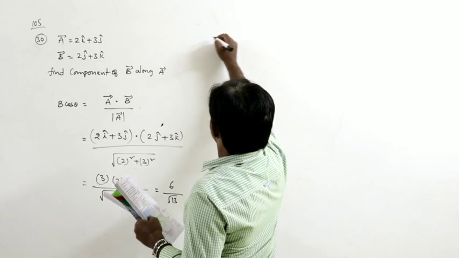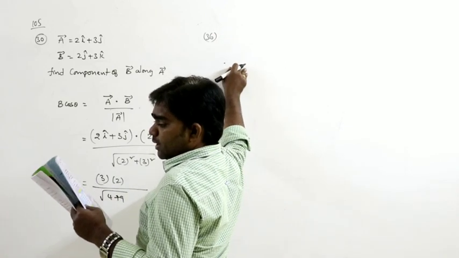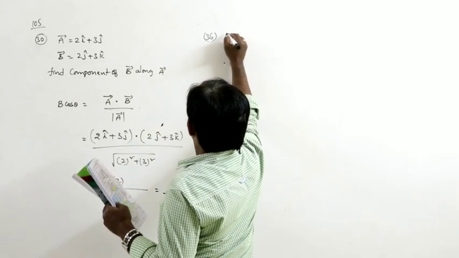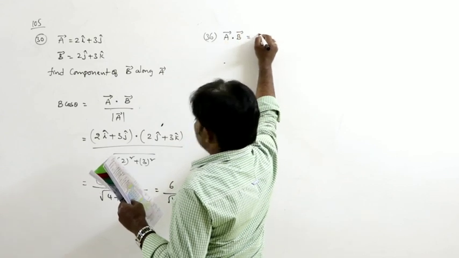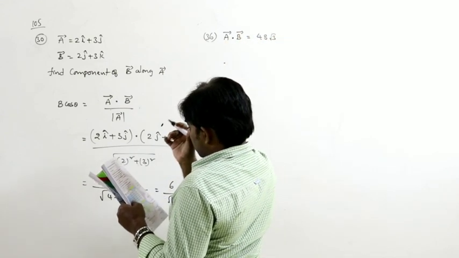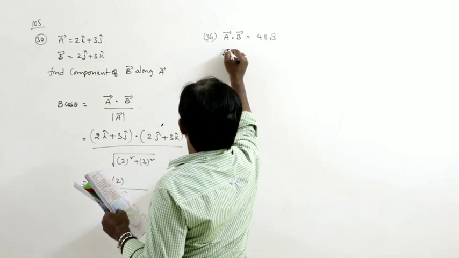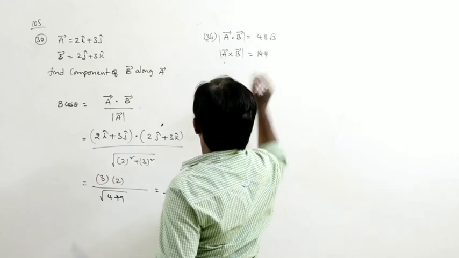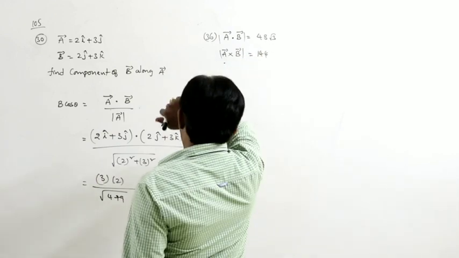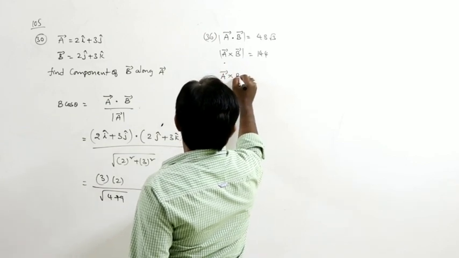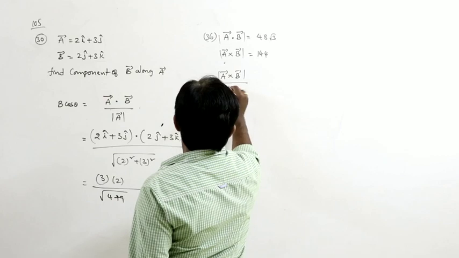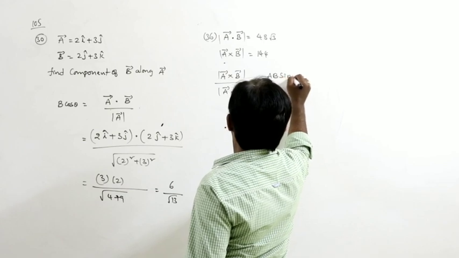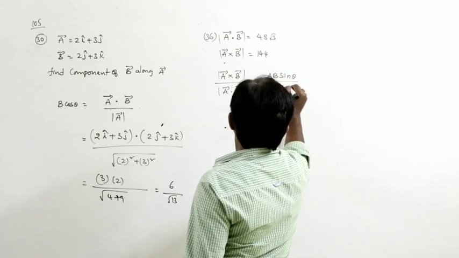Next, see the 36th question. The magnitudes of the scalar product a dot b is given as 48 root 3 and the vector product, that means a bar cross b bar, magnitude is given as 144. Find the angle between them. So simply it is modulus of a cross b divided by a bar dot b bar, that is ab sin theta divided by ab cos theta.